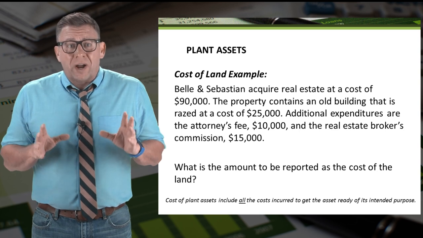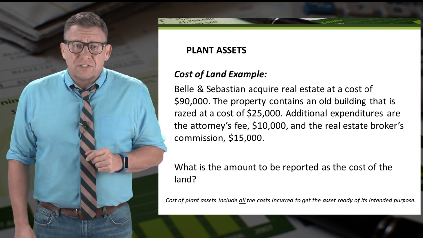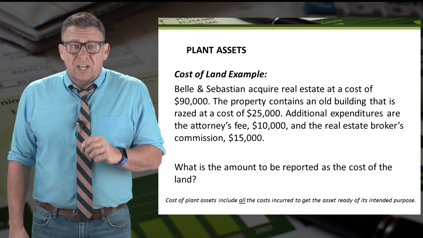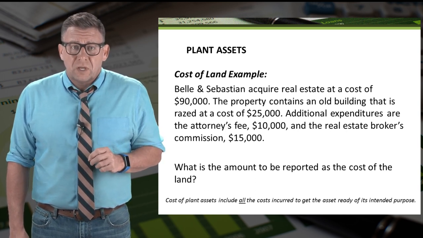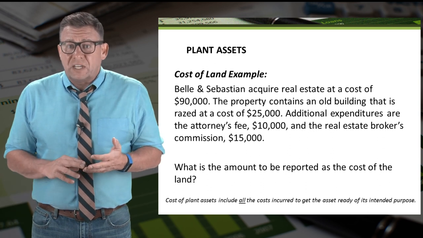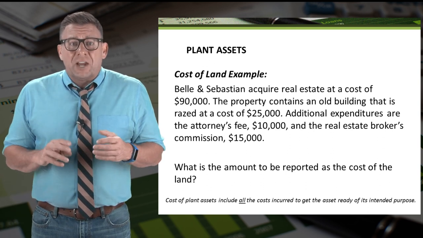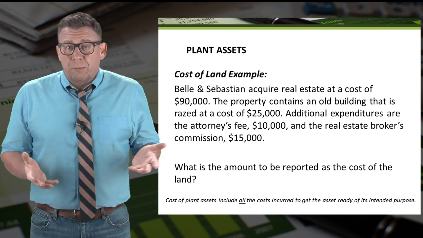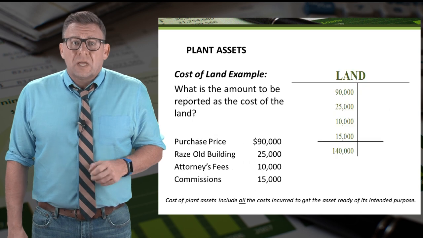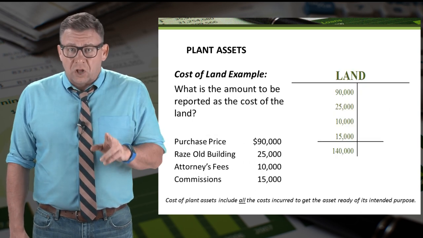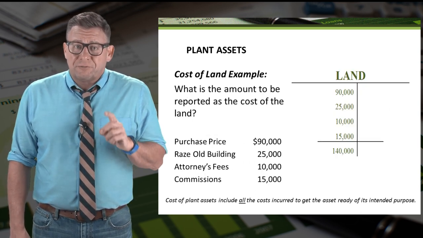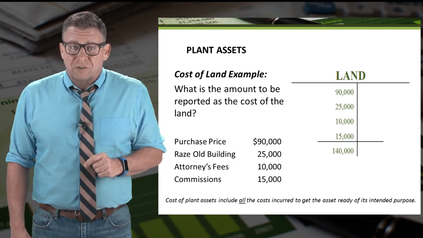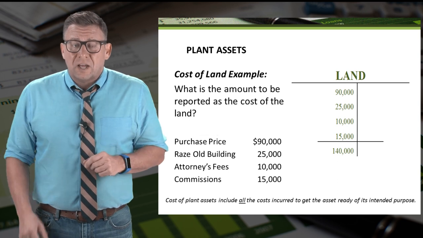Bell and Sebastian acquire real estate at a cost of $90,000. The property contains an old building that is razed at a cost of $25,000. Additional expenditures include attorney's fees of $10,000 and real estate broker commissions of $15,000. So what is the amount reported for the cost of land? Since the cost of an asset is all the costs incurred to ready the asset for its intended purpose, all of these costs are debited to the land account and become the cost of the asset.